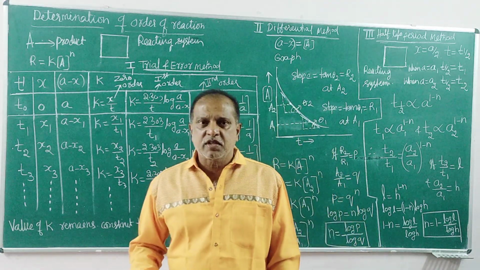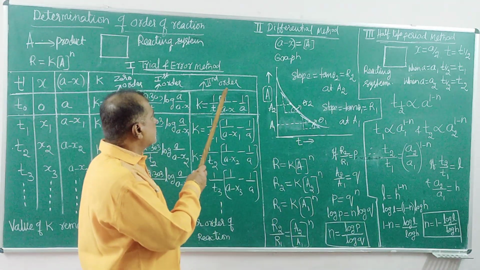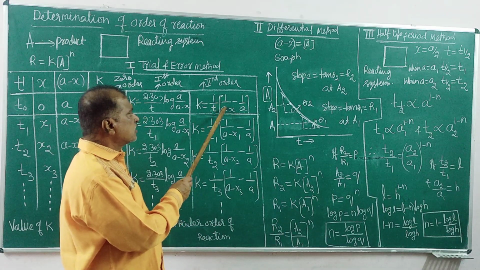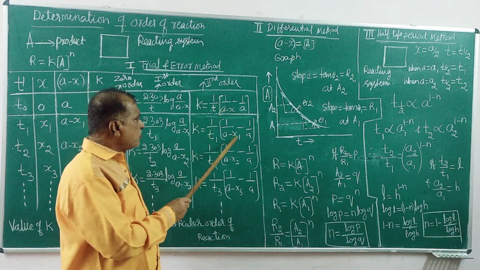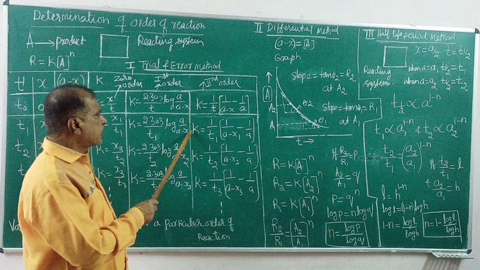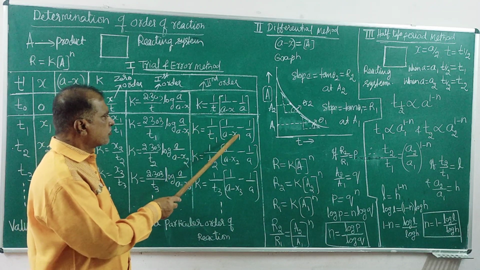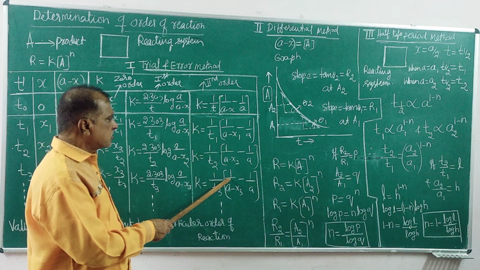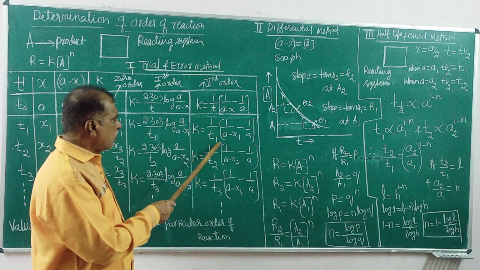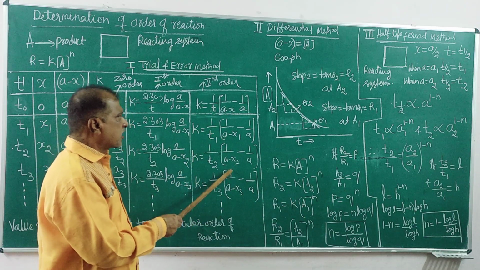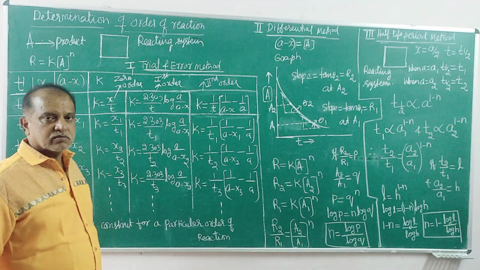The next equation is the second order equation. Recall the equation we have derived. In the same way, do the calculations for k at different times, and if the value of k is found constant, it is a second order reaction.